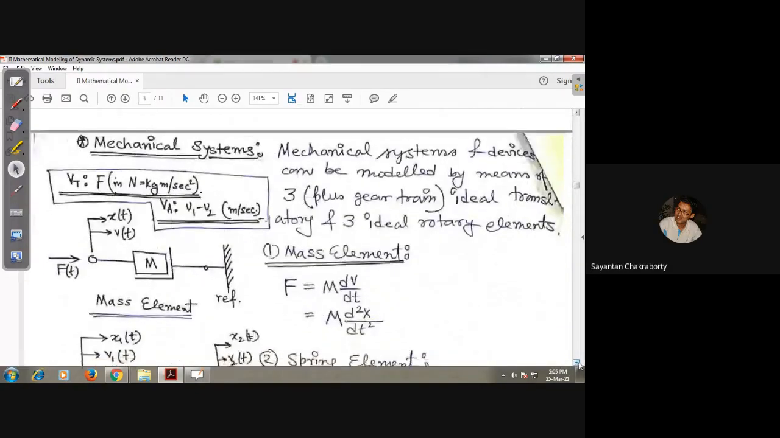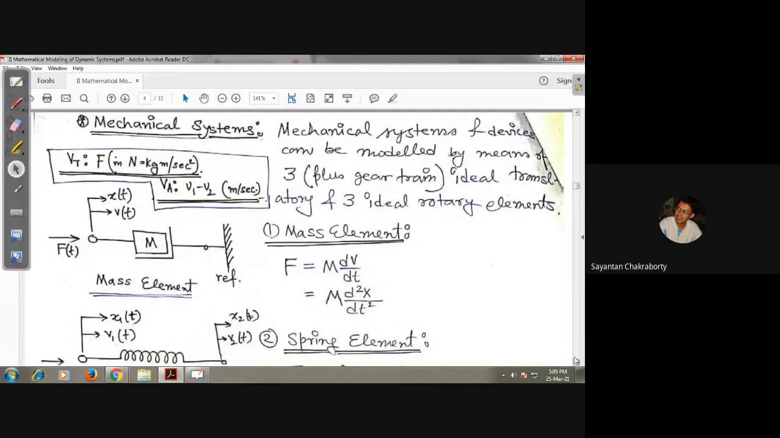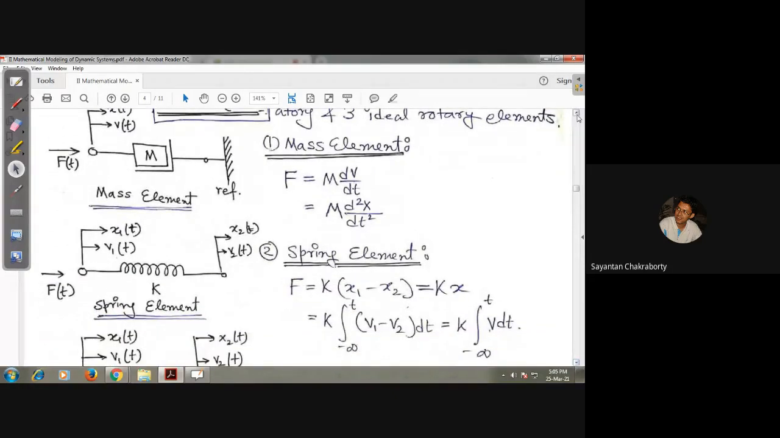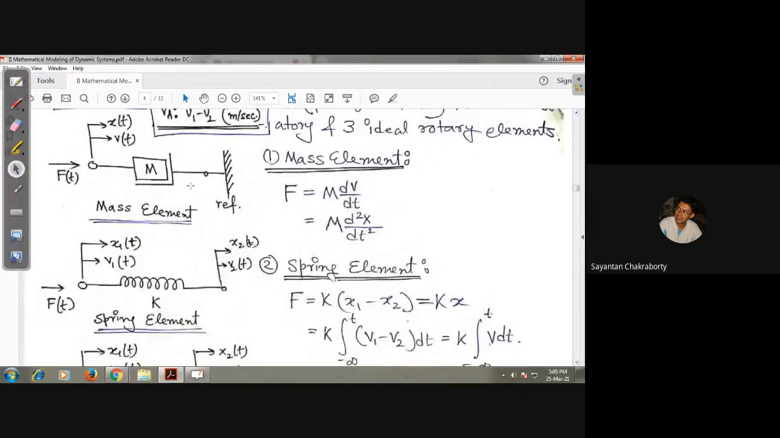So let us consider a mechanical system. Basically, mechanical systems can be modeled by means of three ideal translatory and three ideal rotary elements. And obviously, you can consider the additional incorporation of gears, or gear trains. I am considering this mechanical modeling because it will help me in developing the mathematical model. The first element is nothing but a mass element, M.